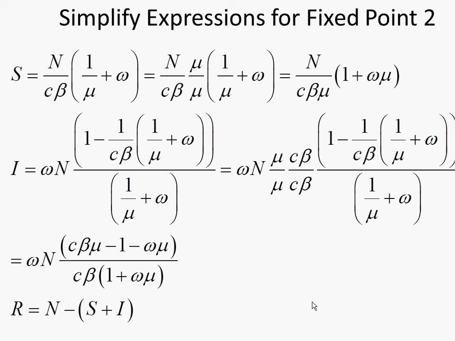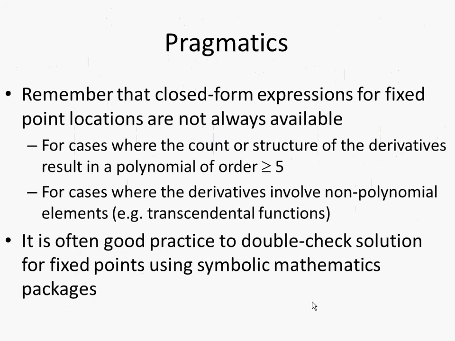And we have some terms here involving mu and w that have some physical meaning, but that's not my goal here because we have limited time. My goal is to help you understand how we can go beyond this and get an understanding of stability as well. So let's talk about some pragmatics here. Remember that closed form expressions for fixed point locations are not always available. If we have enough state variables, or we have non-polynomials on the right-hand side, generally we're not going to be able to get that. And then you need it numerically.